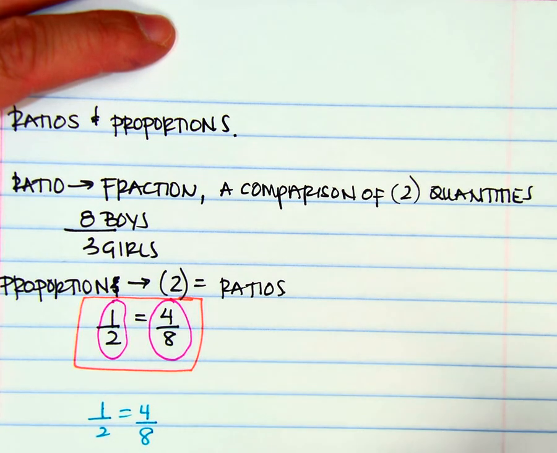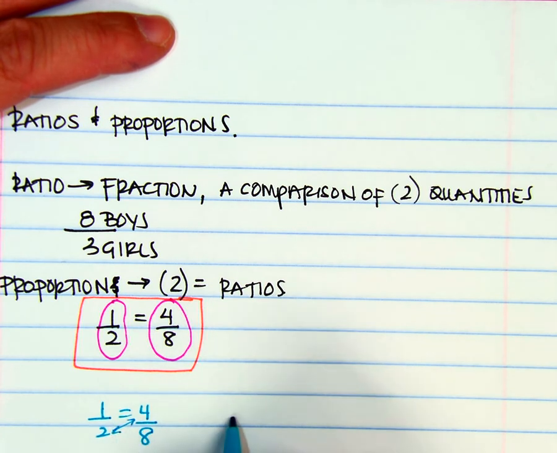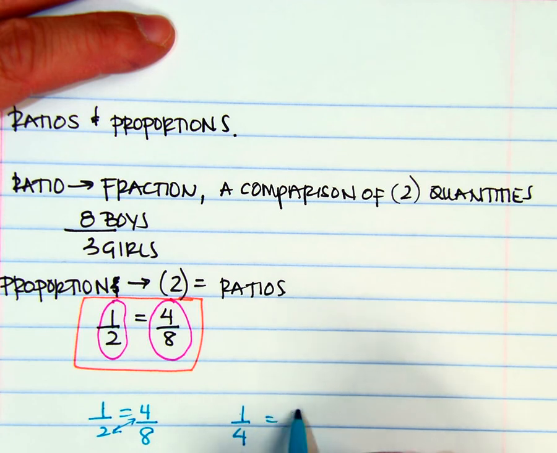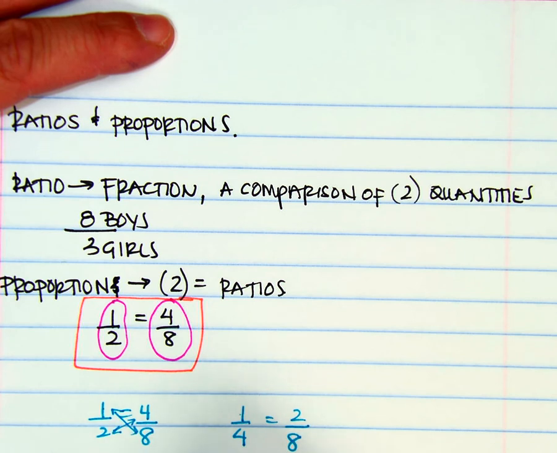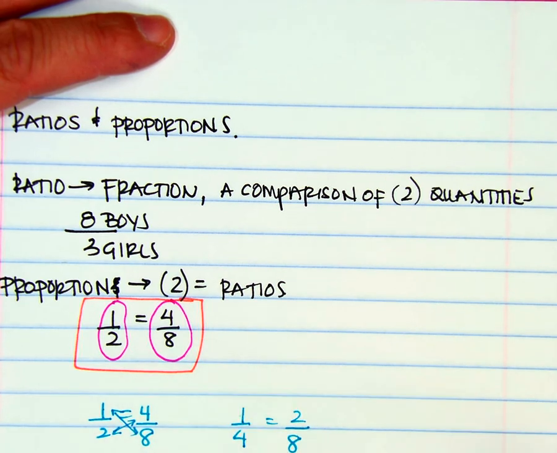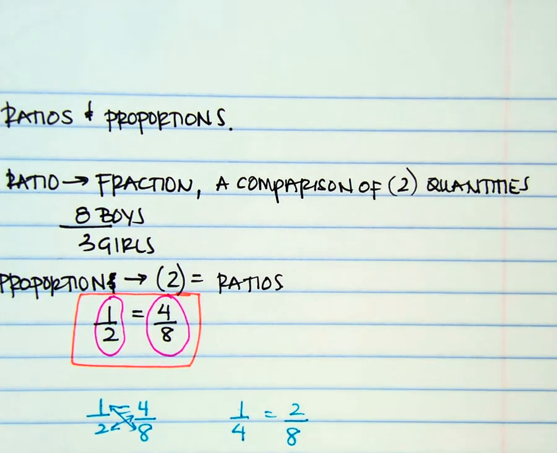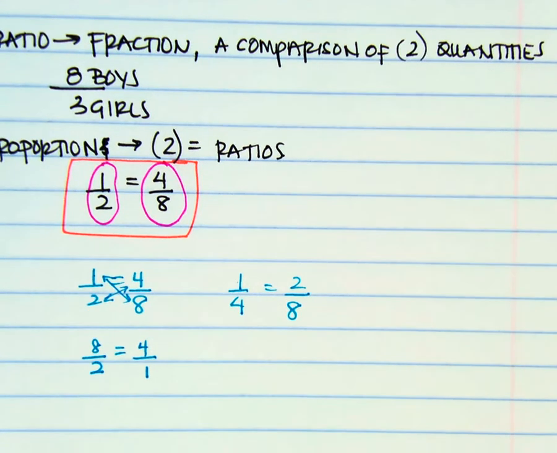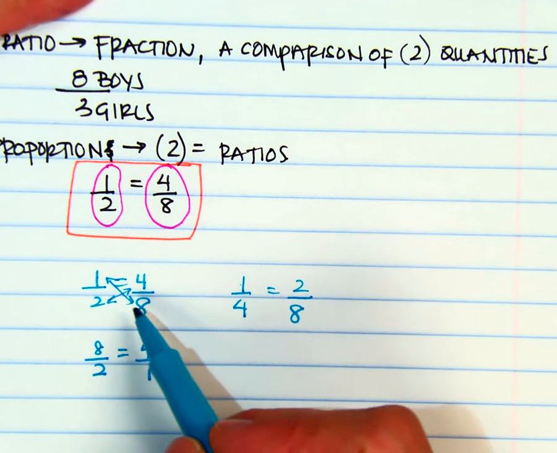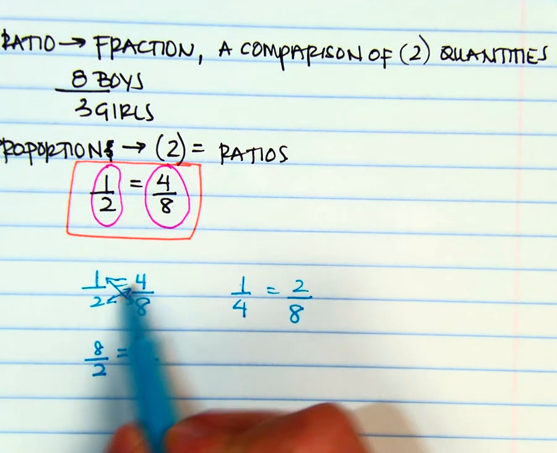The great thing about proportions is the properties of it. So I can switch, if you will, these two numbers, and I would end up with 1/4 equals 2/8. Isn't that also true? I could switch these two if I want, and have 8/2 would equal 4/1. Isn't that still true? So the properties of proportions is you can change places diagonally.